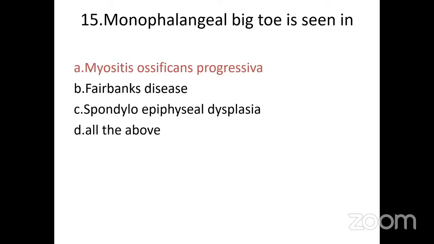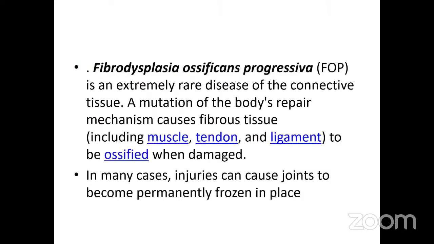See, actually, myositis ossificans progressiva is an older terminology, and the latest terminology is FOP, or fibrodysplasia ossificans progressiva. It's an extremely rare disease of the connective tissue, where a mutation of the body's repair mechanism affects fibrous tissue, including muscle, tendon, and even ligaments. When damaged, it will get ossified. That means whenever there is damage to your tendon, muscle, or ligament, it heals by ossification. There won't be any fibrosis, but ossification. So the ligaments and joints will be completely, permanently frozen in place.